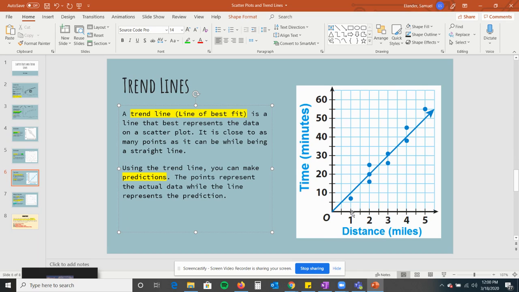And does it have to go through 0? Does it have to go through our origin? See if you can remember back and think. Okay. Did you answer that you don't have to? That is the correct answer, okay?